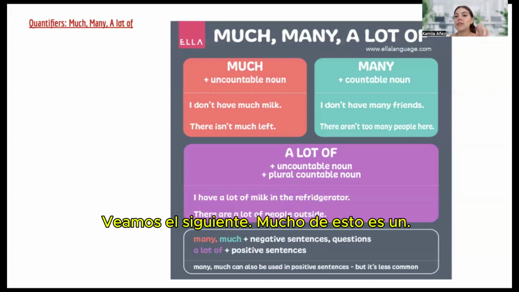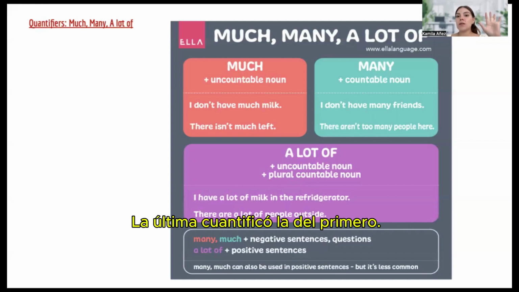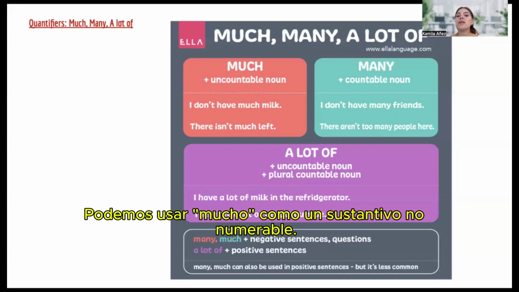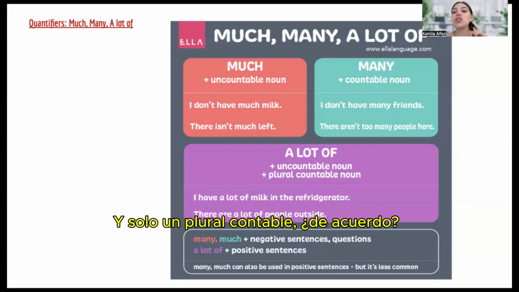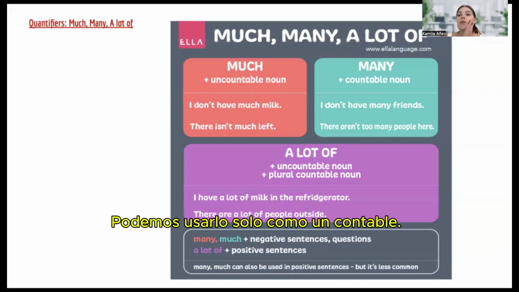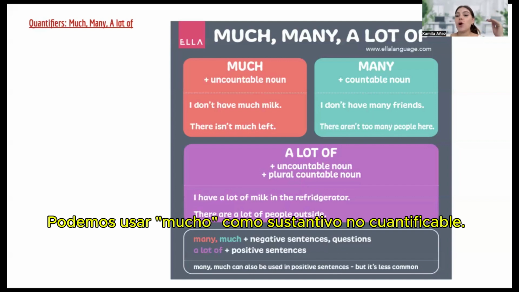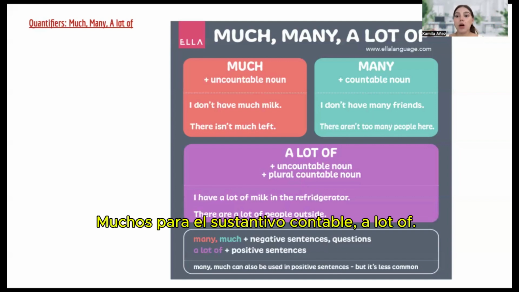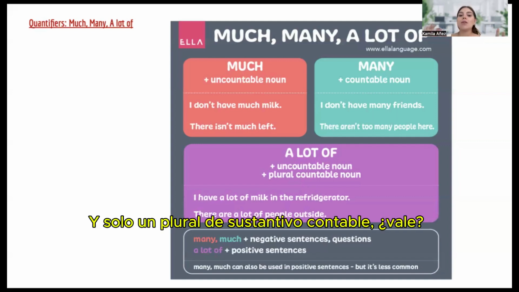A lot of, this is the last quantifier from the first phase we are going to see. Okay? A lot of, we can use it with uncountable nouns and just plural countable nouns. Do not forget that we can use it with countable nouns just for plural, no singular. So much, we can use for uncountable nouns, many for countable nouns, a lot of, we can use it for uncountable nouns, and just plural countable nouns.